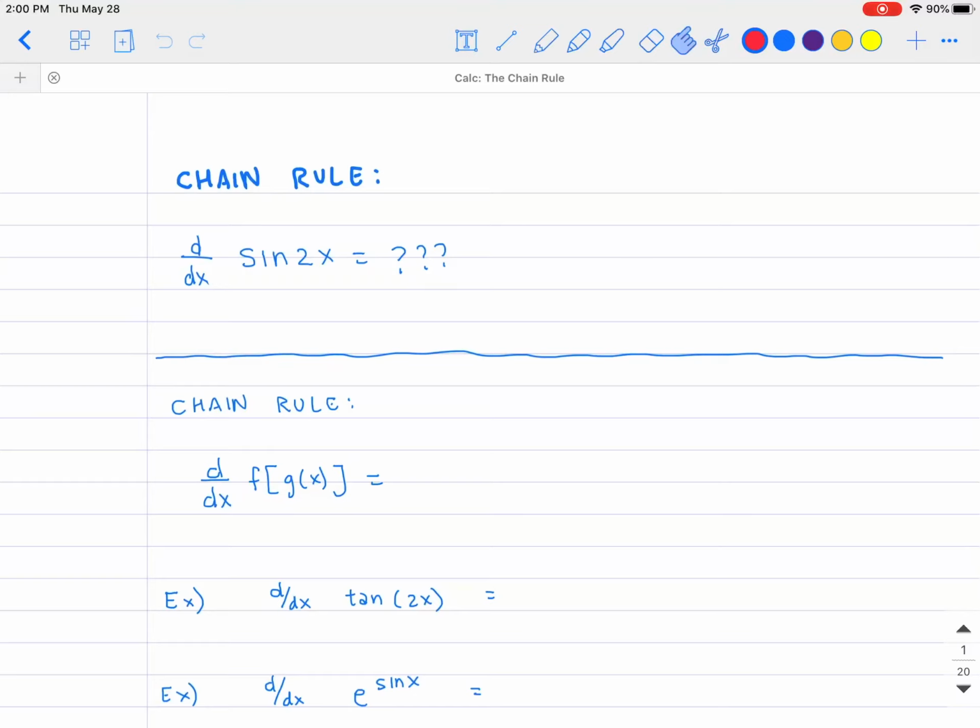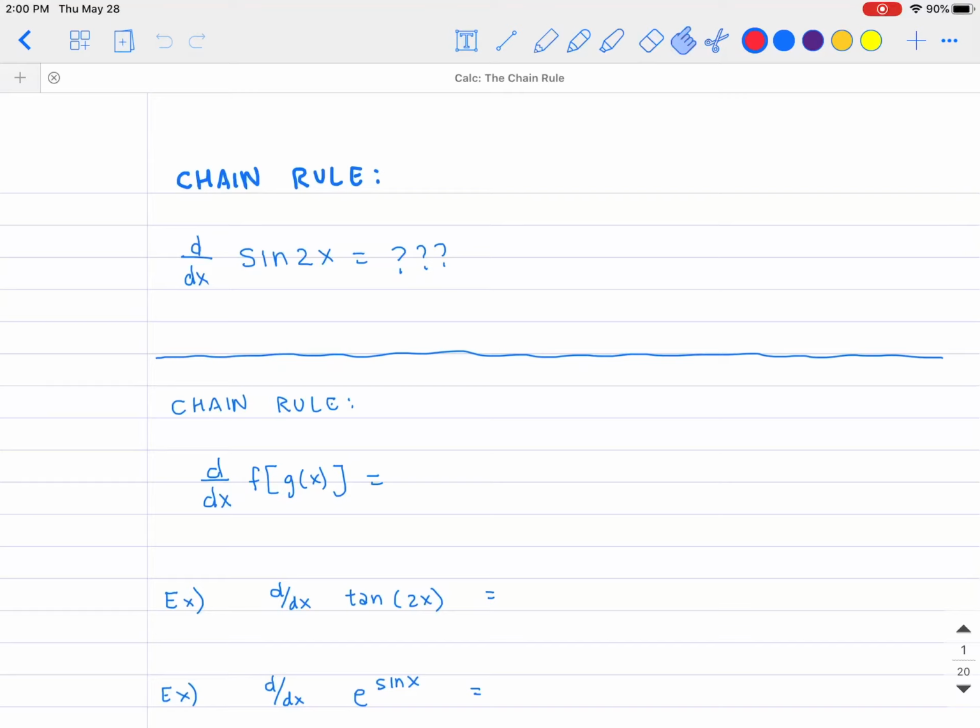Hello everybody, today we will be talking about calculus for chain rule. So last thing we talked about was how to find the derivative of trig functions. So that was, I think, like section 3.3 or something like that.